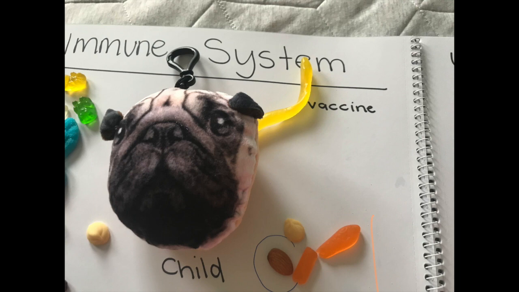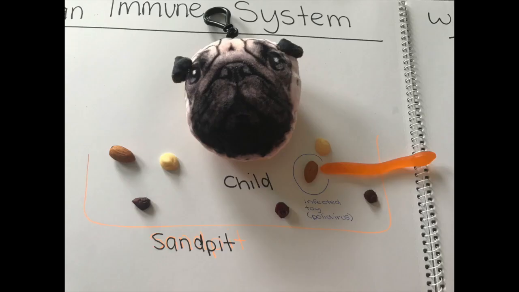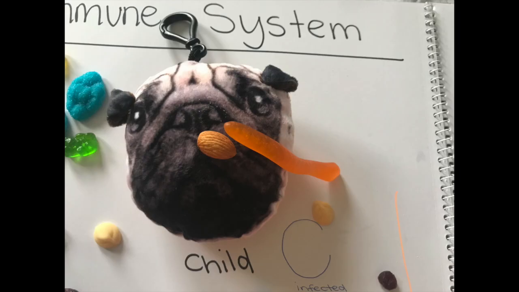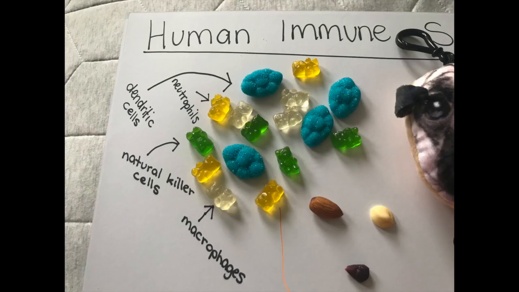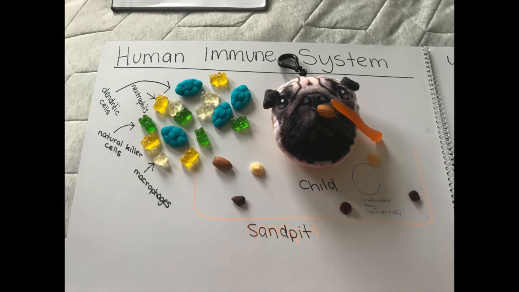So firstly, we have a child with the polio vaccination, playing in a sandpit with one toy infected with the polio virus. The polio virus ends up going into their mouth as the toy went into the child's mouth. Immediately, the neutrophils, dendritic cells, natural killer cells, and macrophages are stimulated to fight the antigen.